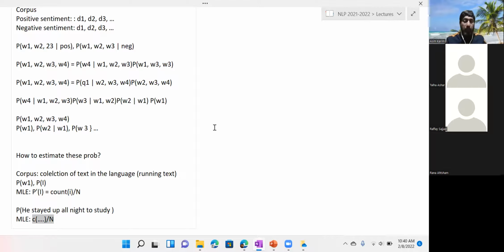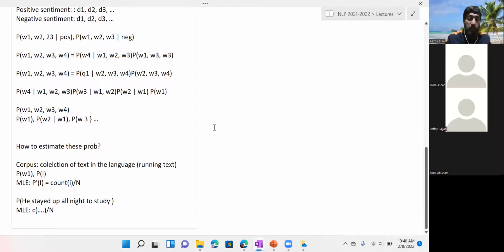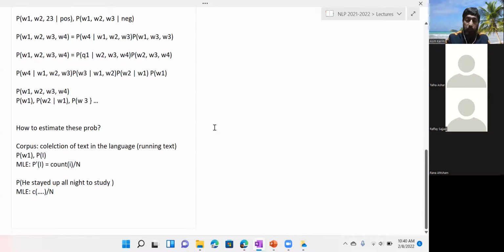So how many times would you be seeing this complete phrase in your corpus, even assuming your corpus is very large? He stayed up all night to study. This whole sequence of words is very unlikely to occur, maybe even once, and certainly not more than one, and usually it might be even 0. So for such longer sequences, whenever you try to find the estimate, you will get a value of 0.